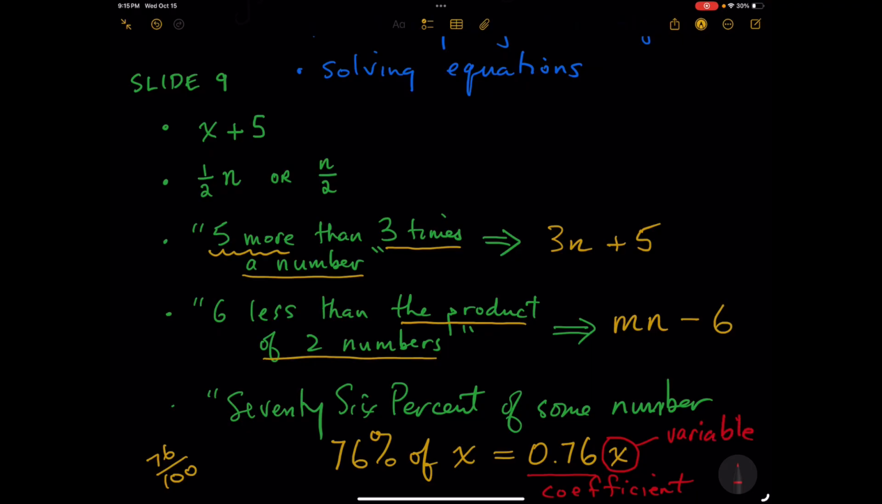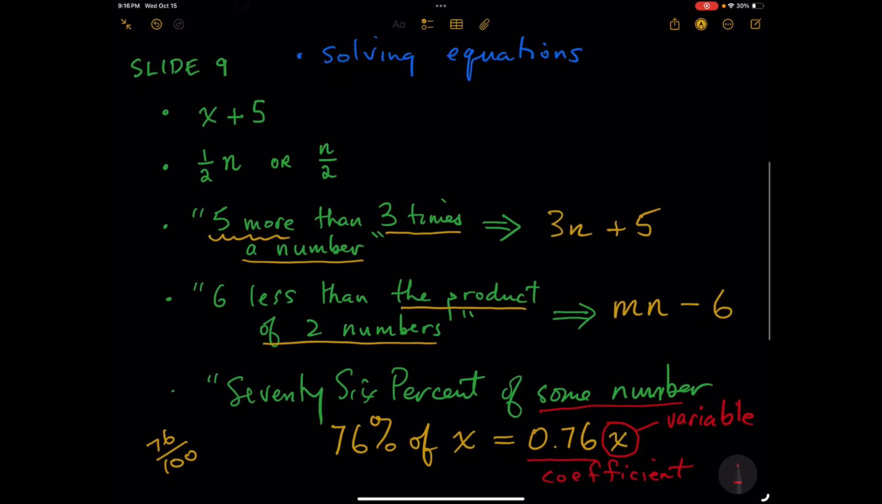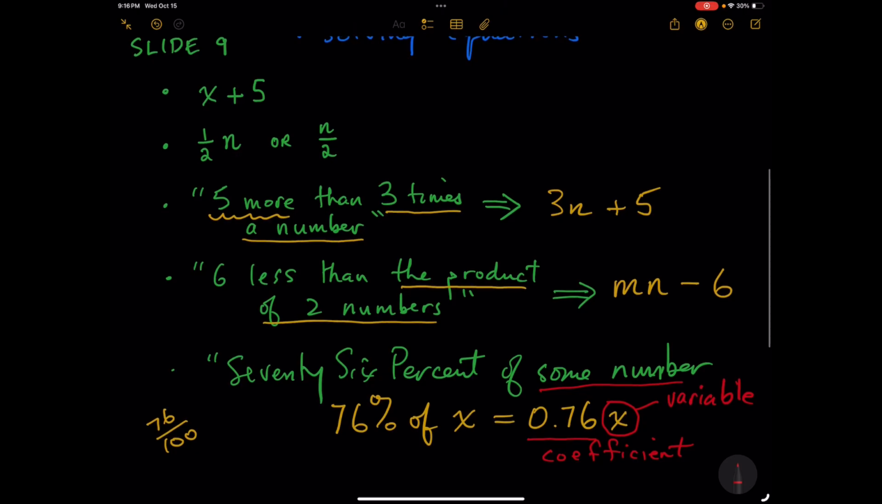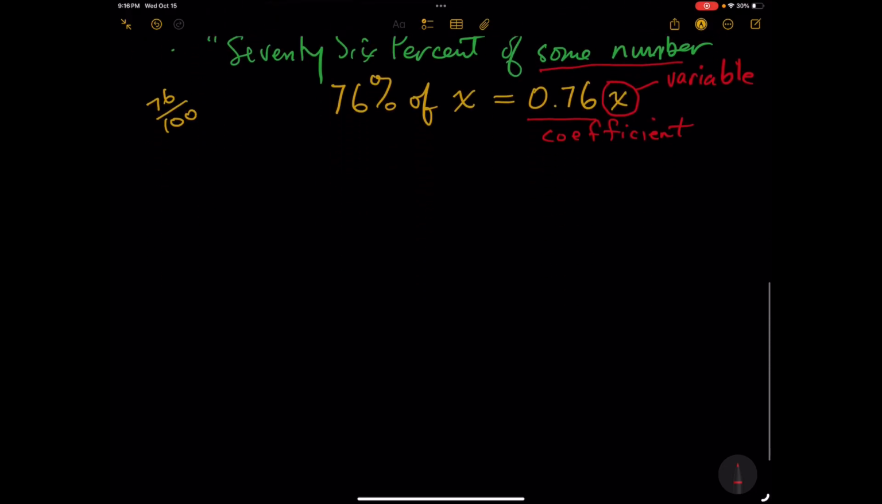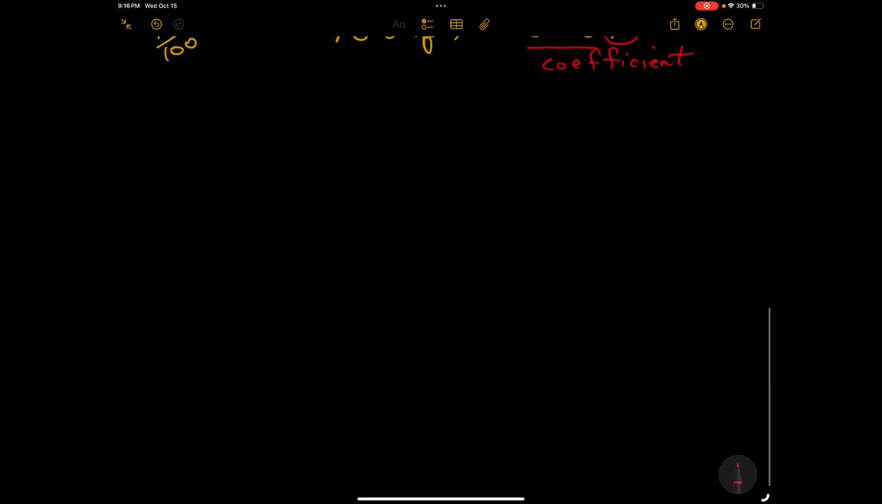So we've got this x, we're calling it a variable, and it is representing some number. So that's the idea here. Okay? So that's just doing a little bit of English into algebraic expressions, and we'll practice that as we go.